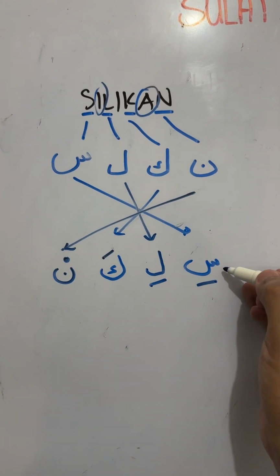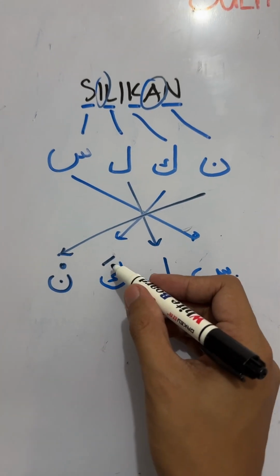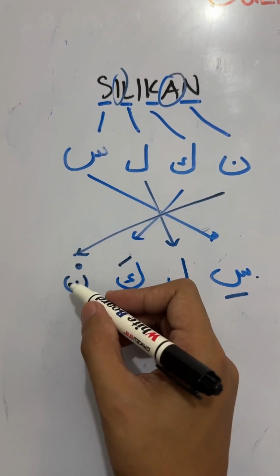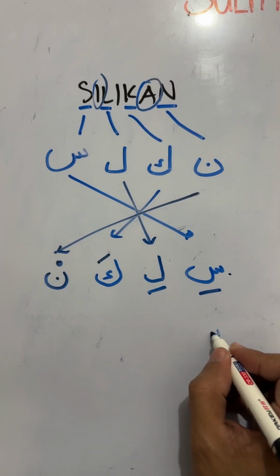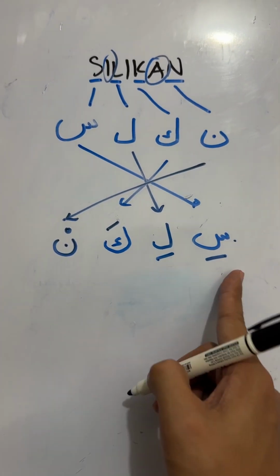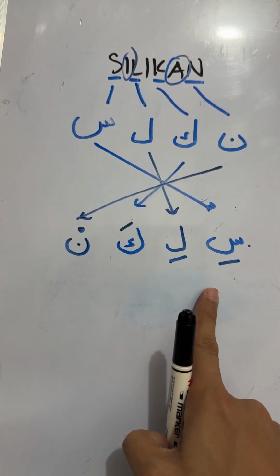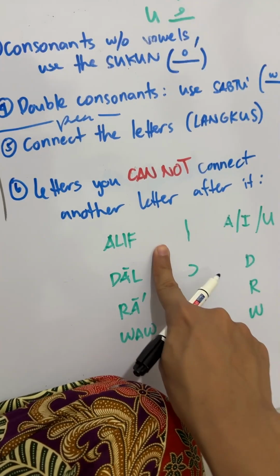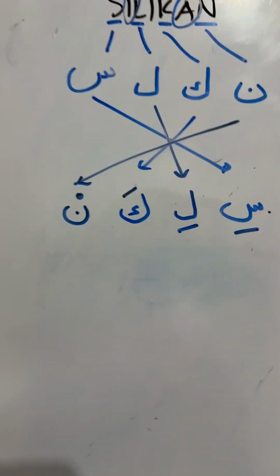We spell sin ding hababa si, lam ding hababa li, sili, kap ding hataas ka, silika, nun, kan, silikan. And if we connect them, now how do we connect them? So look at the consonants. All of them you can connect, because they're not part of the 4 letters that you cannot connect: alif, dal, ra, and waw. So you can simply connect them all.